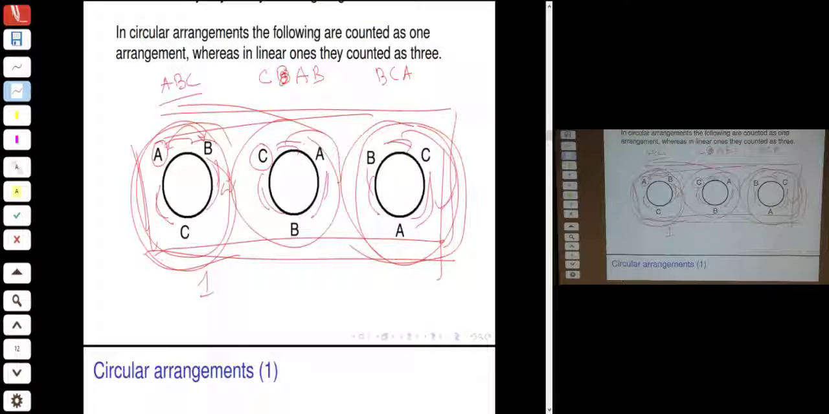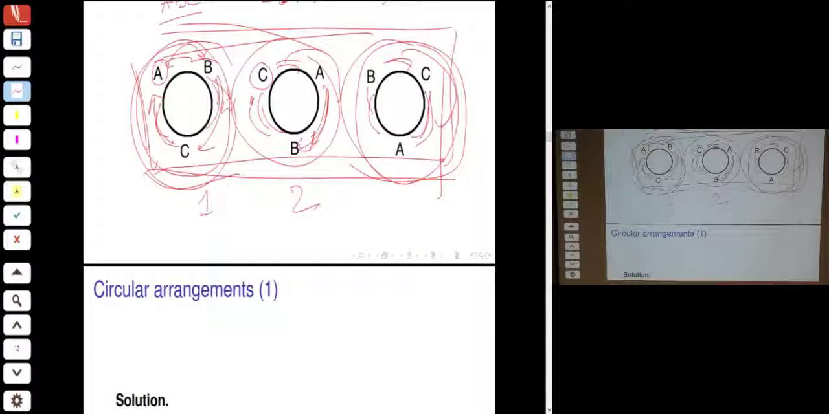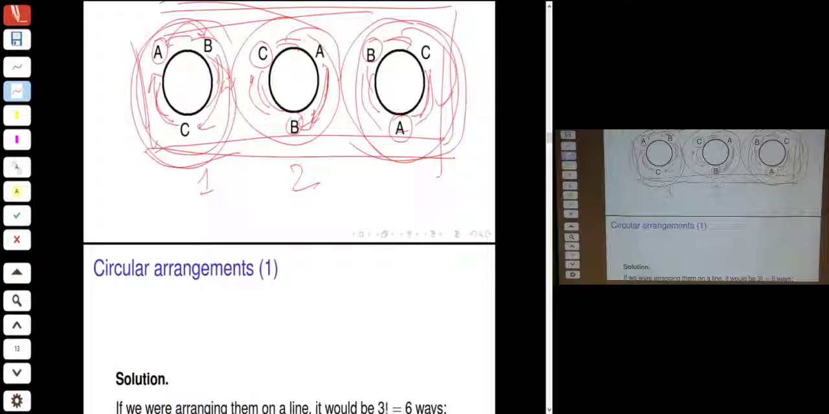So A goes to the second spot, C comes up to the first spot, and B goes to the south pole. Call this arrangement 2, and then you apply another rotation in the clockwise direction. So A will now fall to the south pole, B will now go up to position 1, and C will go to position 2. So these are all really rotations. And why are they the same?